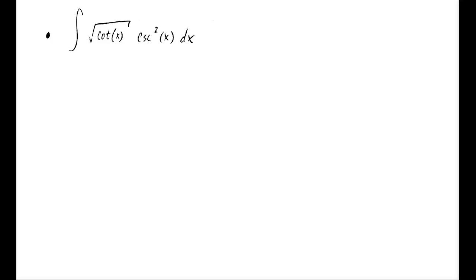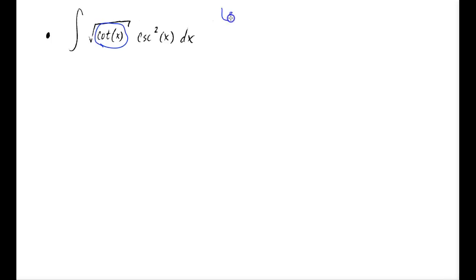All right, so for our next indefinite integral, we see that we have square root of cotangent x, and we have cosecant squared x. So what should jump out at us is that if we were to take the derivative of cotangent x, that should be negative cosecant squared x. So we see that we have a positive cosecant squared x in there. So it just makes sense that we use cotangent as the expression for the u substitution.